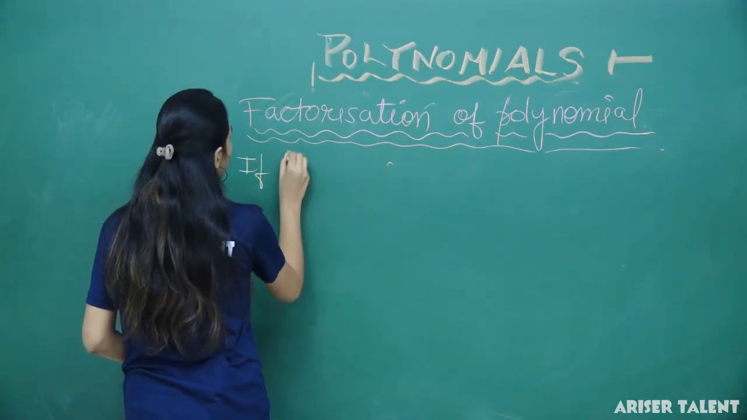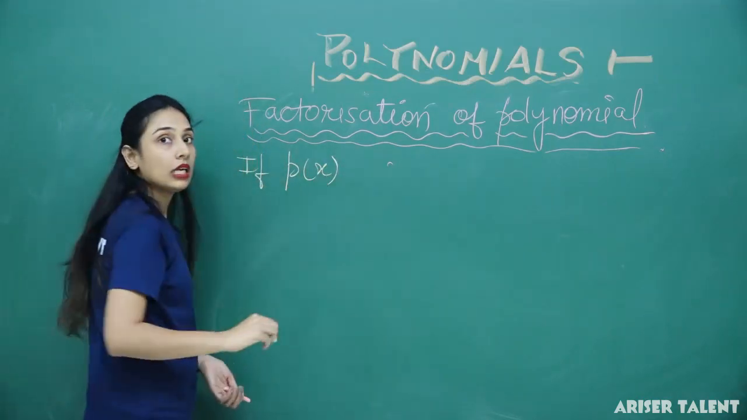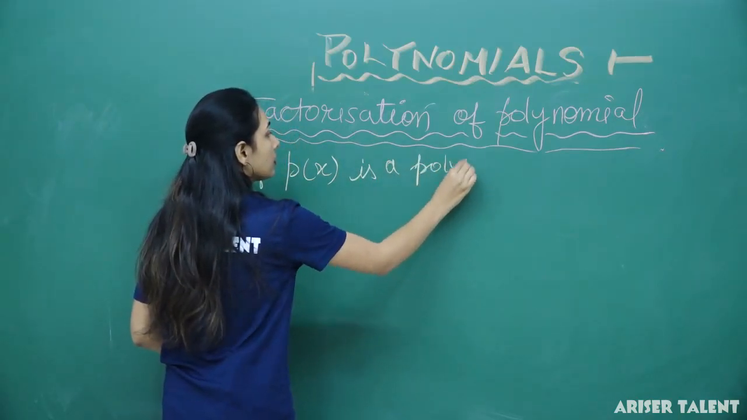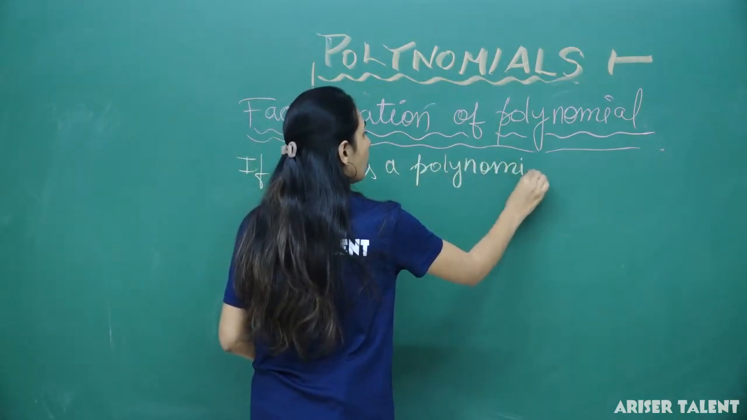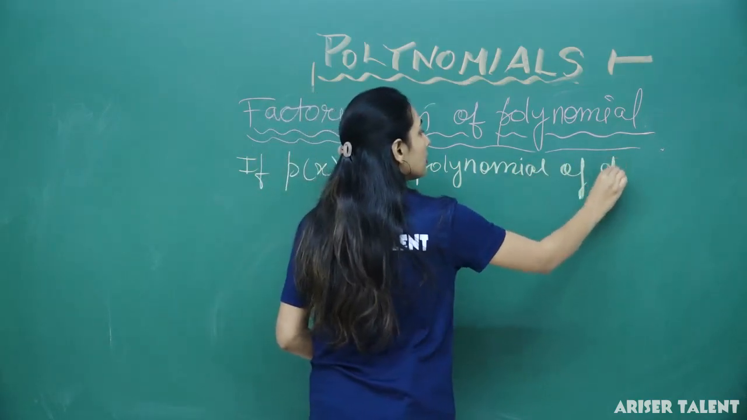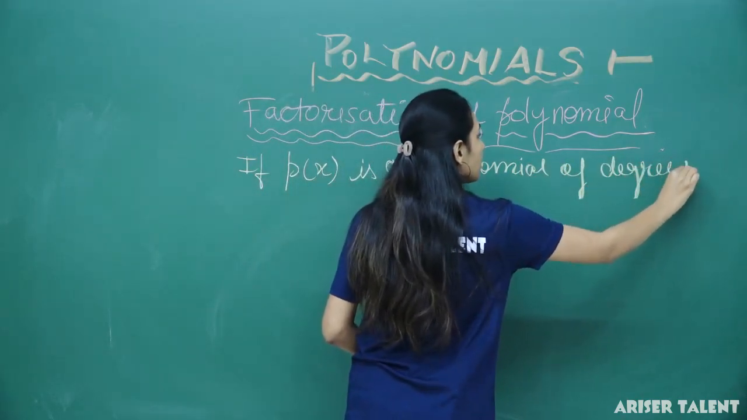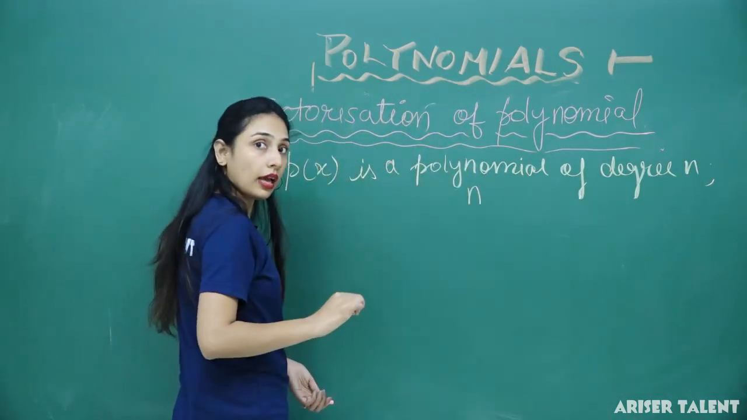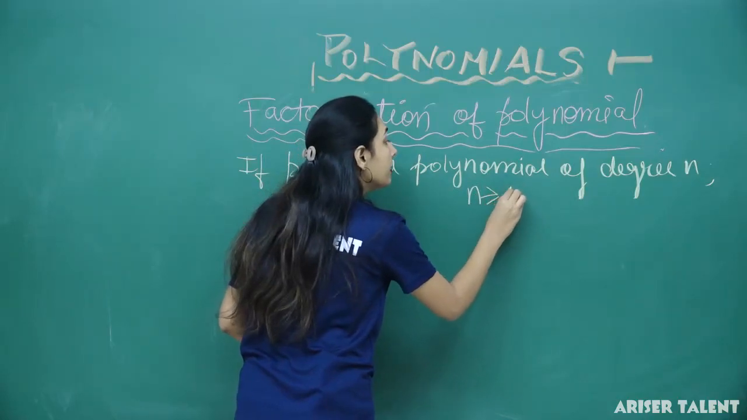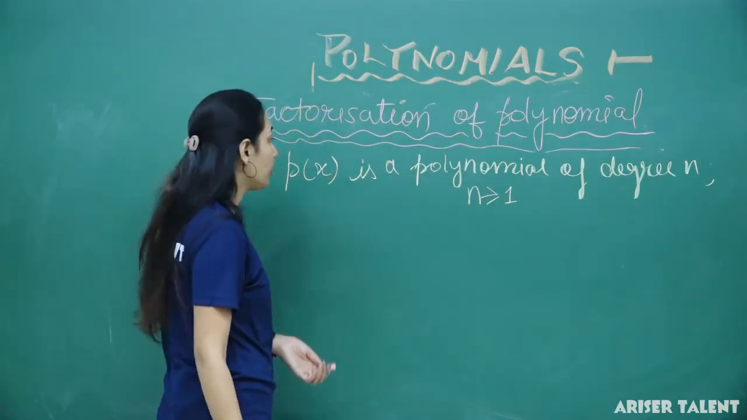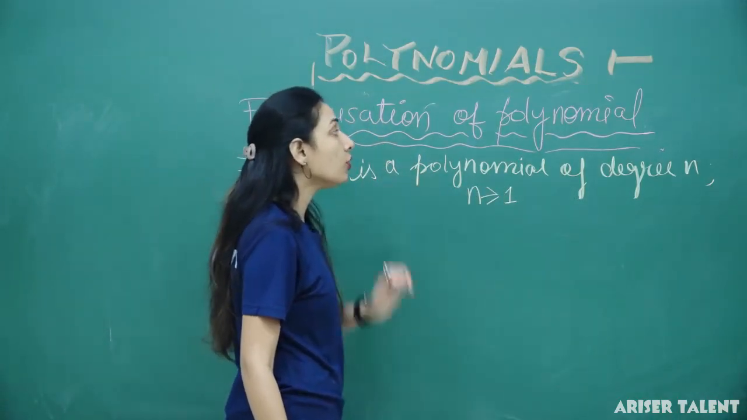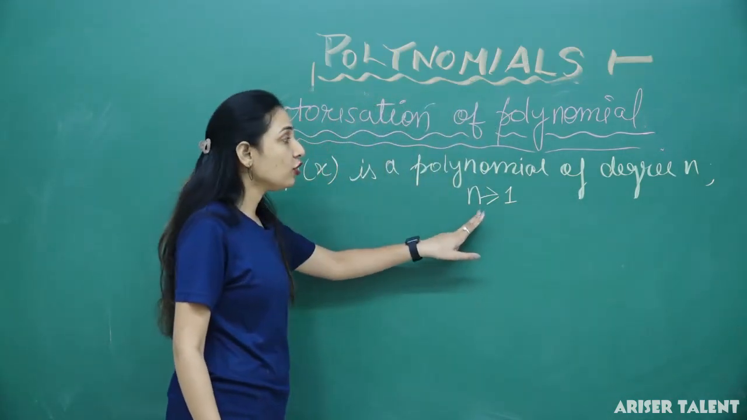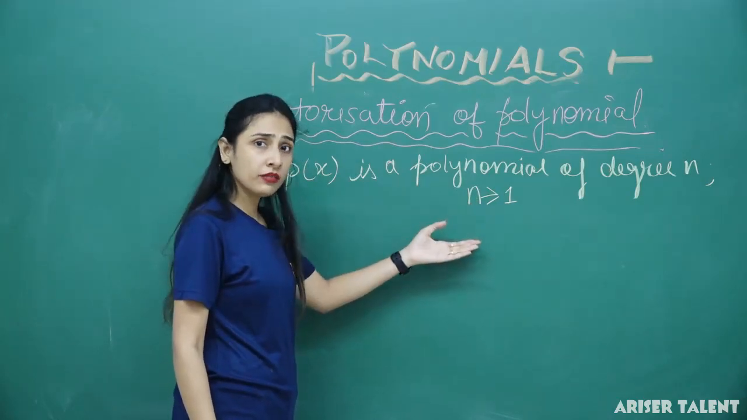I tell you that if Px is a polynomial of degree n such that n is greater than or equal to 1. Okay, if Px is a polynomial of degree n such that the value of n is 1 or greater than 1.